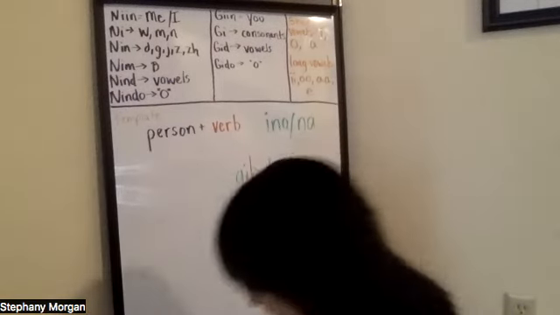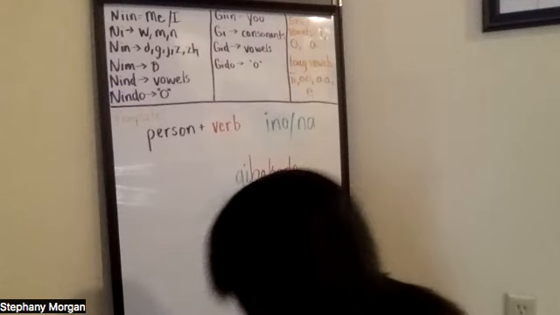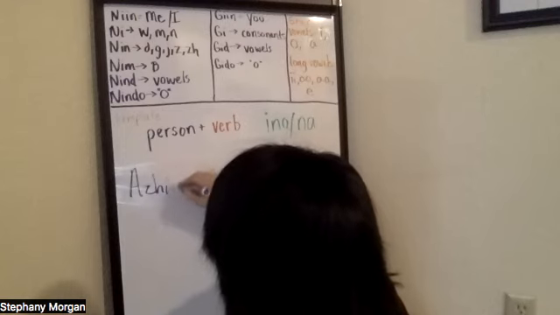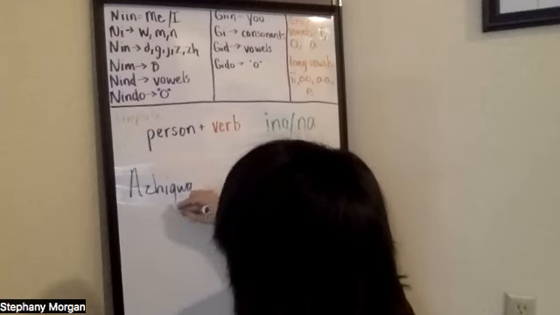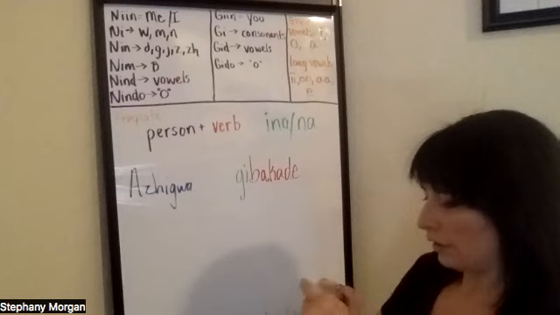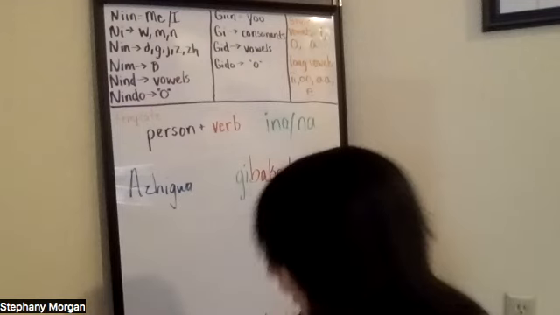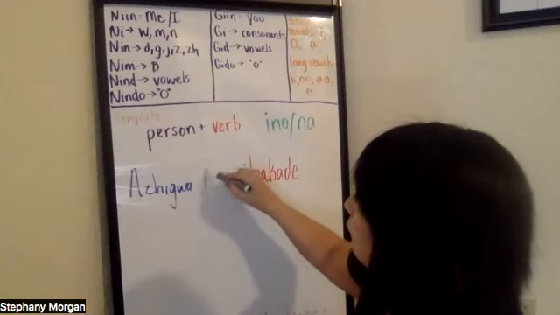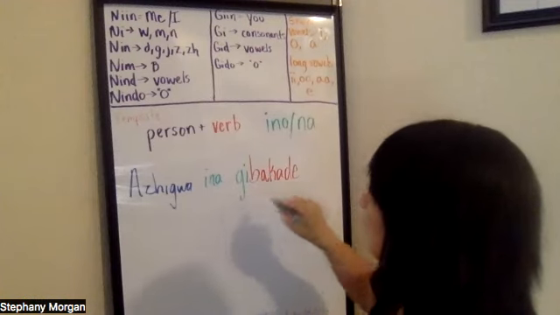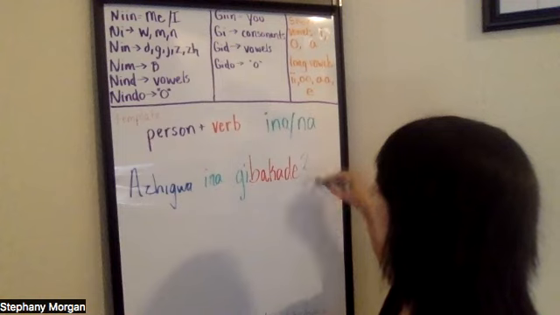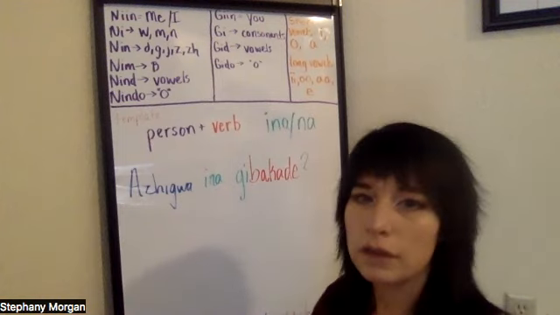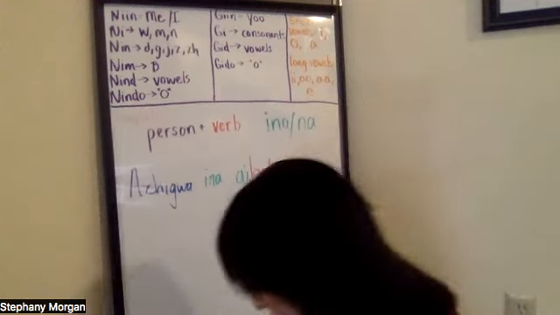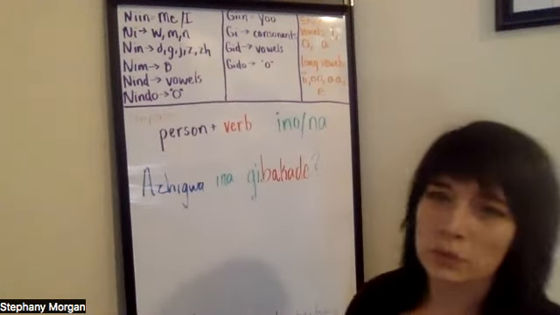But if you want to make it a question, we've got ina. Again, our question mark word has to come second in the sentence. So ajigwa ina gibakade. Right now, are you hungry? Are you hungry right now? Yes. There you go. So that's just a little bit on word order.